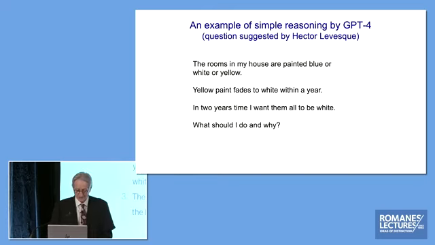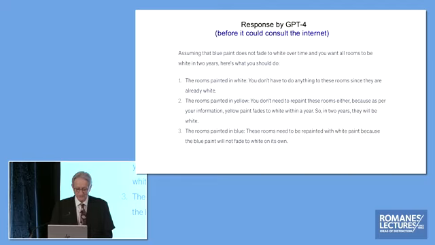And here's what GPT-4 said. It completely nailed it. First of all, it started by saying, assuming blue paint doesn't fade to white, because after I told you yellow paint fades to white, well, maybe blue paint does too. So assuming it doesn't, the white rooms you don't need to paint, the yellow rooms you don't need to paint because they're going to fade to white within a year, and you need to paint the blue rooms white. One time when I tried it, it said you need to paint the blue rooms yellow because it realized that will fade to white. That's more of a mathematician's solution of reducing it to a previous problem.